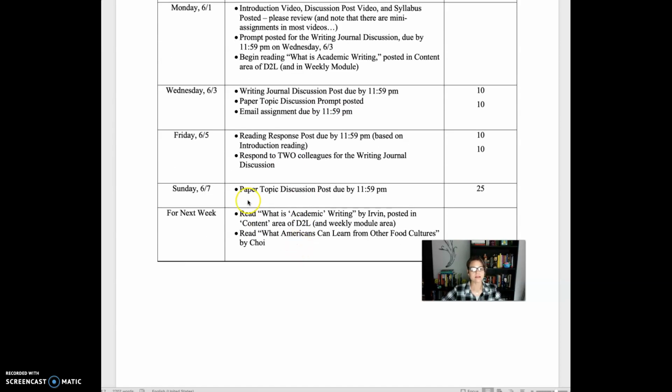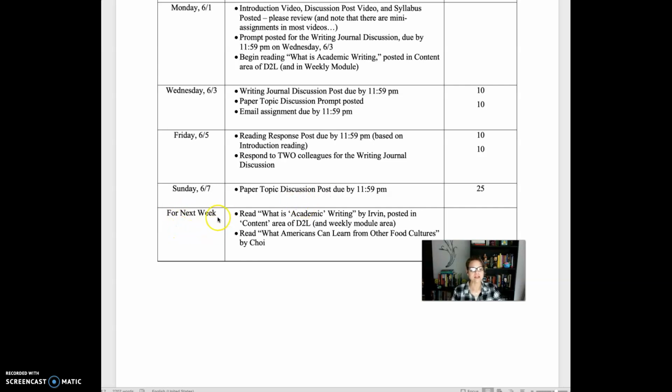And then on Sunday, you'll have the paper topic discussion post, okay? Every week, we're going to start building those paper topics. Instead of writing a single huge essay, we're going to compile those and then combine them into the portfolio to submit at the very end of the summer session, okay? So this is when we're going to start thinking about research and think about general topics, which I'll discuss later. Don't worry about that too much right now.